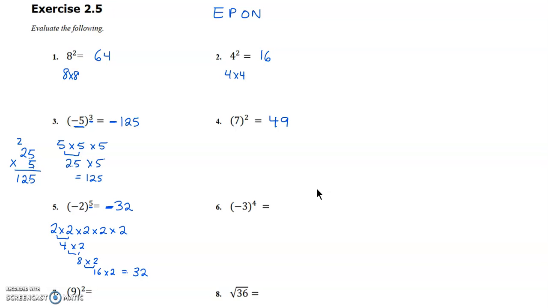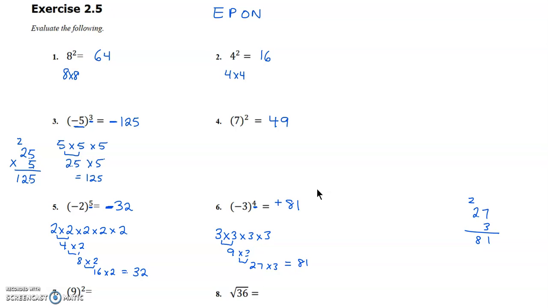Number 6, we have a negative 3 to the 4th power. 4 is an even number, so the answer is going to be positive. So I'm going to take 3 times 3 times 3 times 3, and I'll determine that step by step. 3 times 3 is 9, times 3 is 27, times 3. So we're going to have to take that maybe and do that on the side. So 21 and 6 and 8, that's going to be 81. And the answer will be a positive 81.